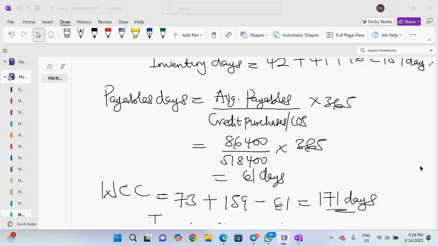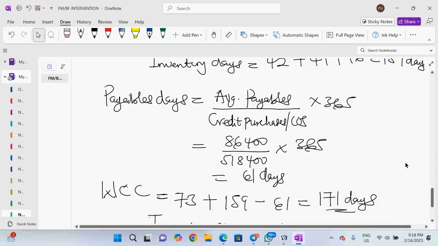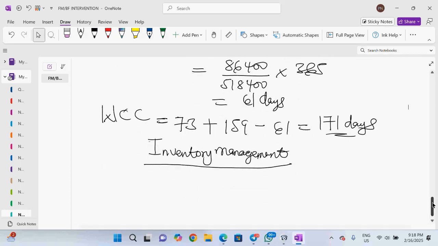So now, as I was saying, inventory management has to do with us investing in our inventory, right? We know that there are costs associated with the investment in inventory, right?